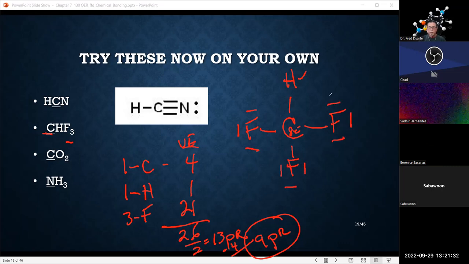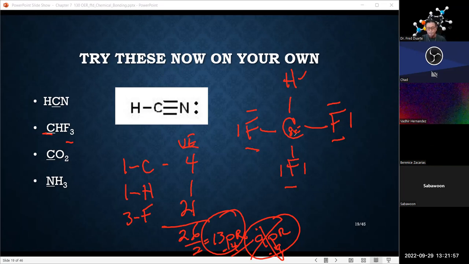Now go back and check to make sure you still maintain the 13 pairs. You just did the 9, so that 9 pair is taken care of. You had 9 around the fluorides, then 9, 10, 11, 12, 13 around the carbon. So you have maintained the 13 pairs, or 26 valence electrons.